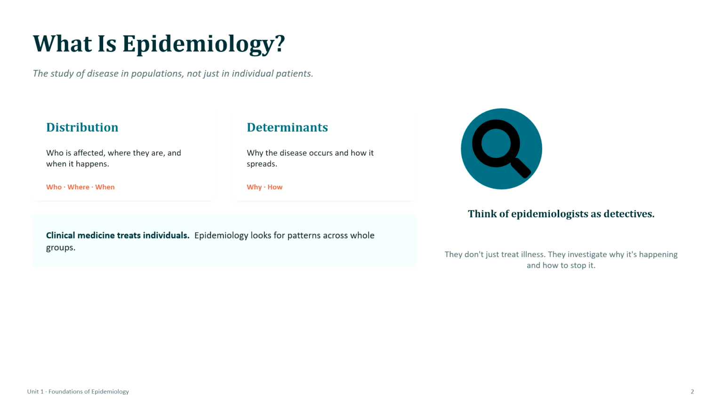This is a fundamentally different lens than clinical medicine. A physician treating a patient asks, "What's wrong with this person and how do I treat them?" An epidemiologist asks, "What's wrong with this population and how do I stop it from spreading or recurring?" I like the metaphor of the detective here. Epidemiologists don't just patch up the damage illness causes, they investigate why it is happening in the first place, gathering clues until the picture becomes clear enough to act on.